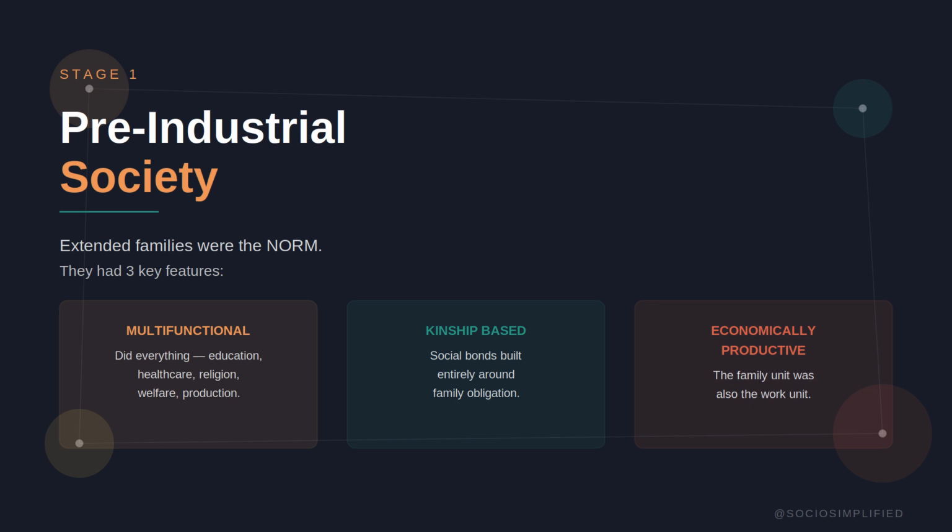Number two, kinship-based. Social bonds were built entirely around family obligation: who you were, who you married, where you worked, all of it was determined by your family connections. Number three, economically productive. The family wasn't just a home, it was a workplace. Farming, weaving, crafting, the family unit and the work unit were the same thing. So the extended family made perfect sense in this context. You needed everyone: grandparents, aunts, uncles, because they all contributed.